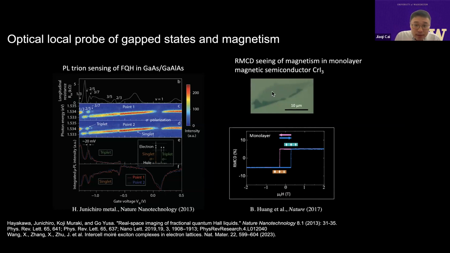So what you see is the monolayer magnetic semiconductor chromium triiodide, that when you swing the magnetic field up and down, you can see this hysteresis loop, basically a hallmark of ferromagnetism, because you need a certain energy to actually flip the spin of the whole layer. Another hallmark of ferromagnetism is at zero magnetic field, you have non-zero RMCD. If it's non-magnetic, you basically see zero RMCD.